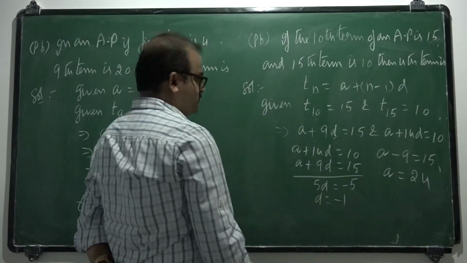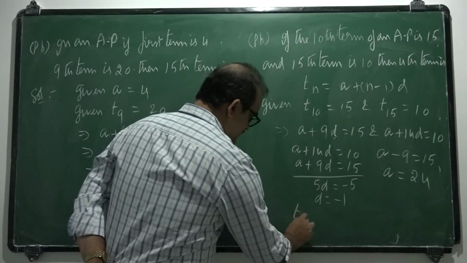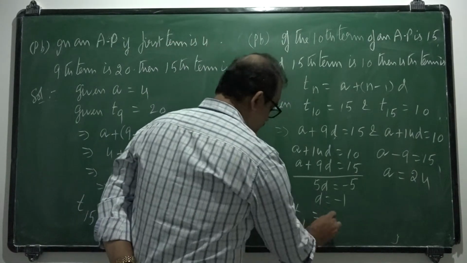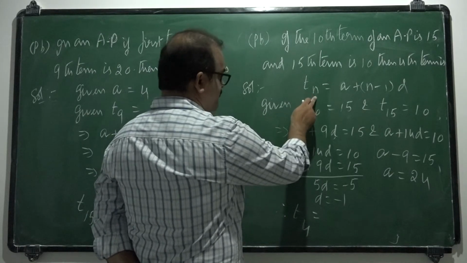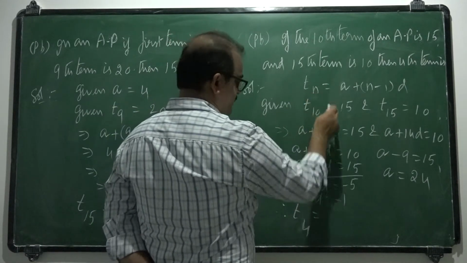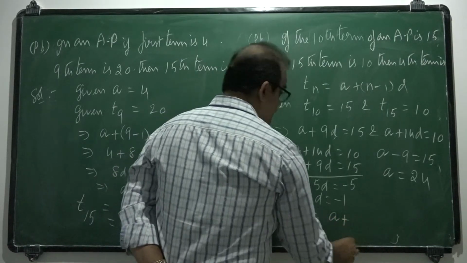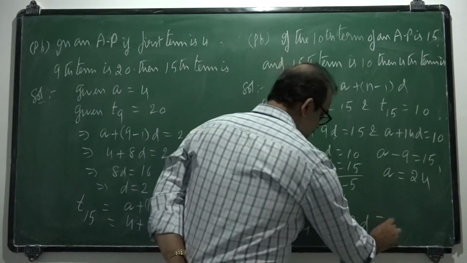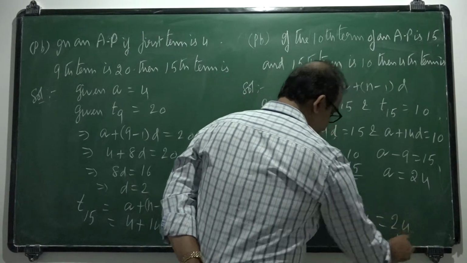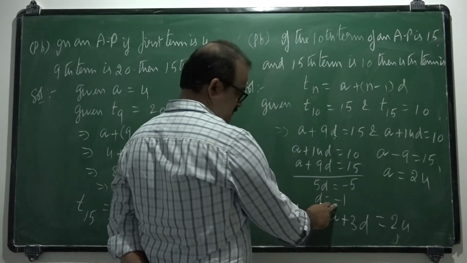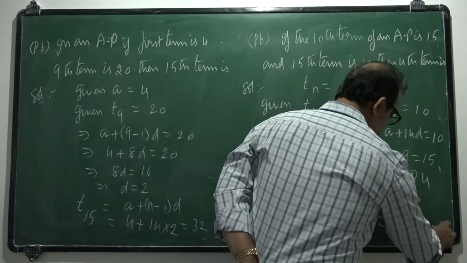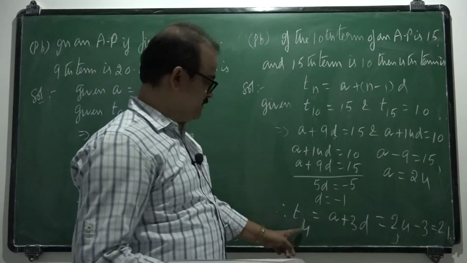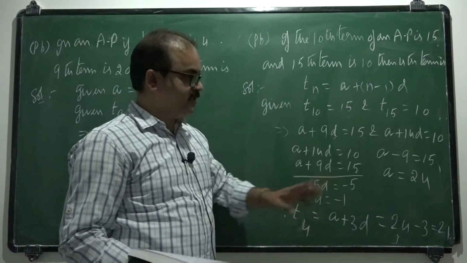Here we find the fourth term. Fourth term is T4. From this formula, you put n is equal to 4 here. A plus n minus 1, 4 minus 1, 3 into D. What is the A value? 24. What is the D value? Minus 1. Minus 1 into 3, minus 3. This is 21. To find the nth term, we need the first term and common difference.